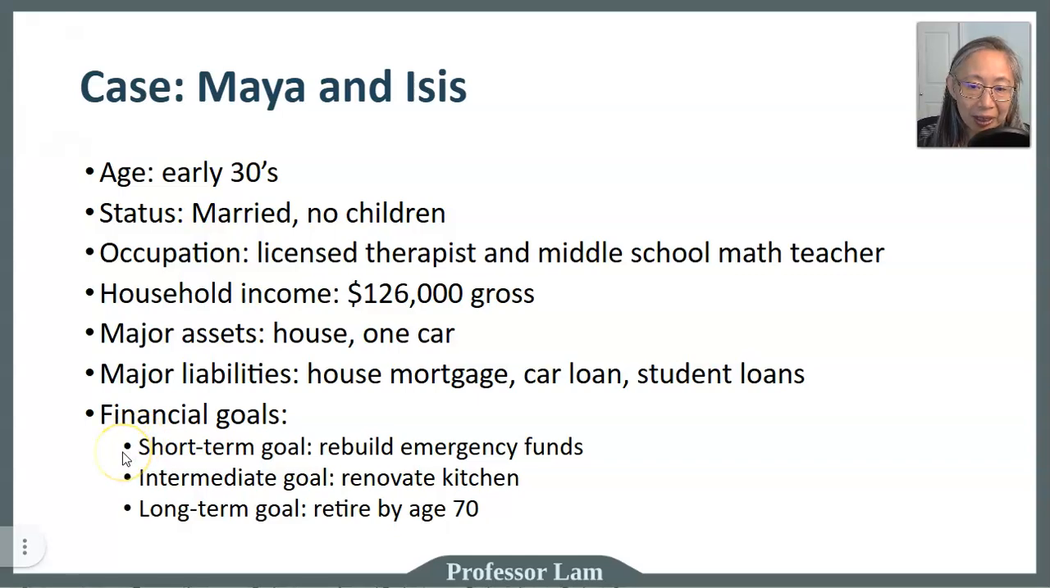They have some financial goals. Their short-term goal is to rebuild the emergency fund because they just bought a house and they used up a lot of their savings towards the down payment. Their intermediate goal is to renovate the kitchen, and then their long-term goal is to retire.